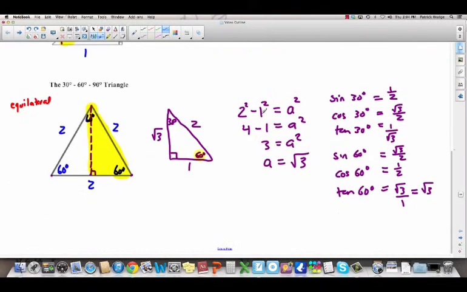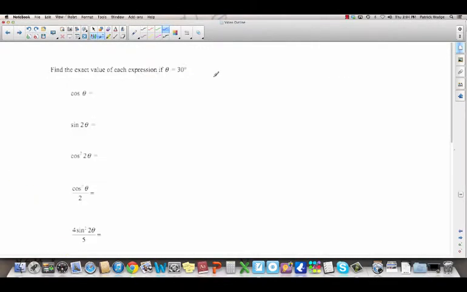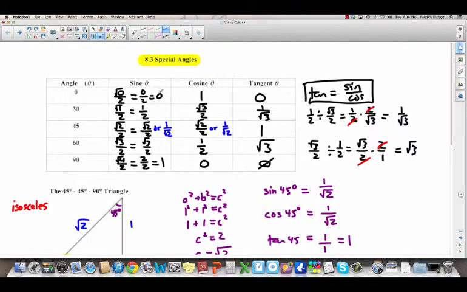Alright, so now all you're going to do is use this table to answer some questions here. So for example, it says find the exact value of each expression if theta equals 30 degrees. So if it asks for cos theta, it's asking you for cos, what's theta? 30 degrees. What's cos 30 degrees? Well, if you've memorized it, great. Otherwise, check your table. Cos theta is root 3 over 2.